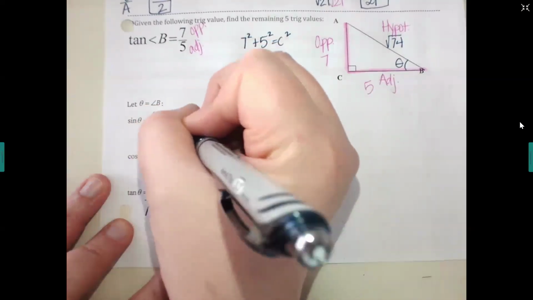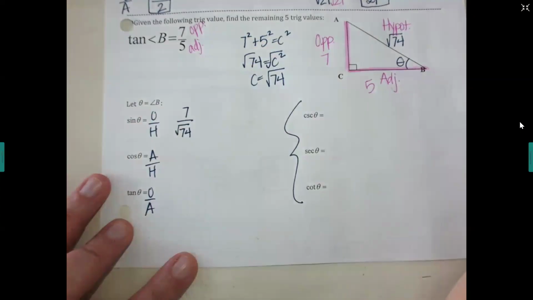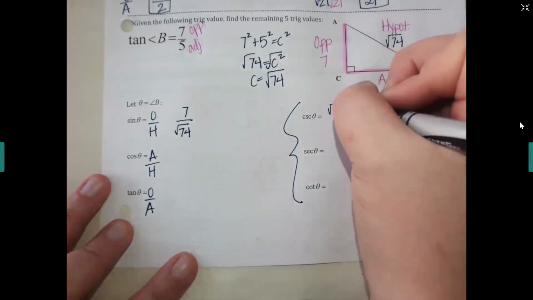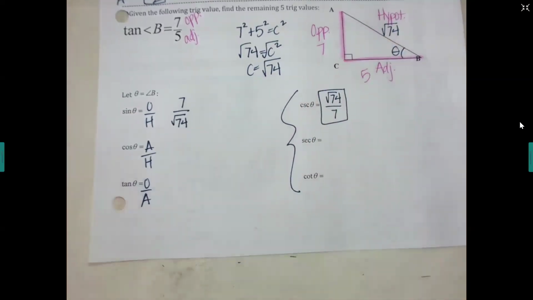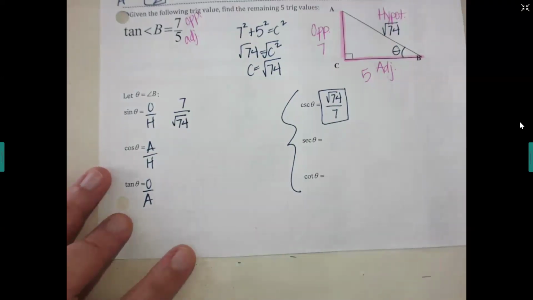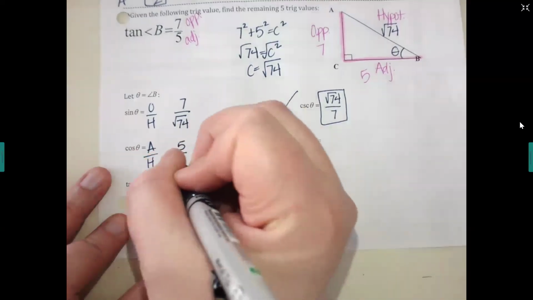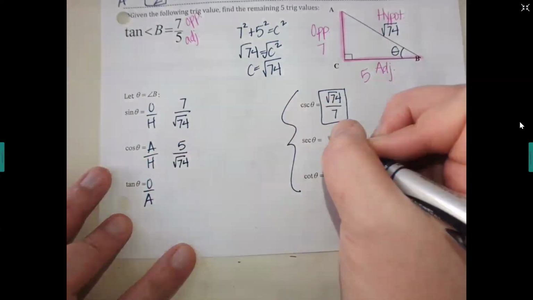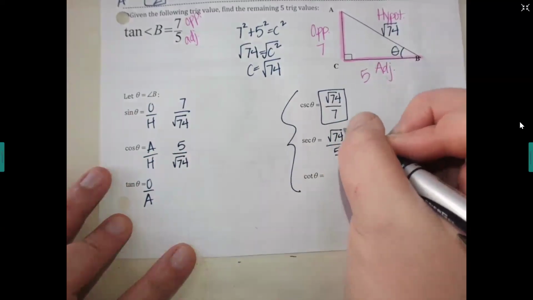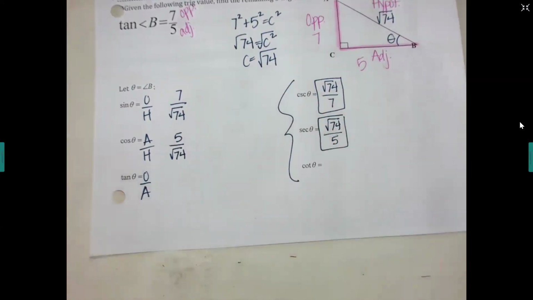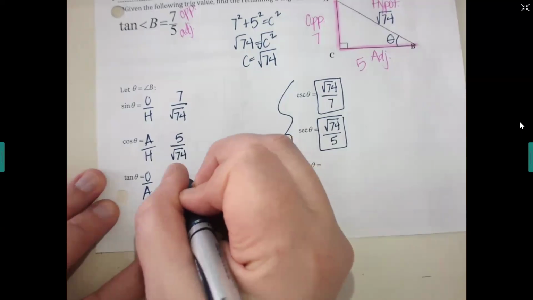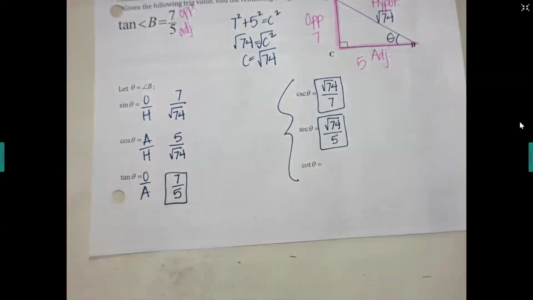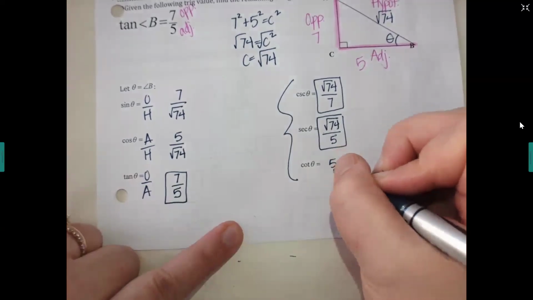Can I go ahead and box that answer, or am I gonna have to fix it? I'll have to fix it later. Root 74 over 7 though, that one's good. Okay, because remember, square roots on bottom are no, but on top it's fine. Okay, A over H is gonna be 5 over root 74. I'll have to fix it, but root 74 over 5 is good to go. Then O over A is 7 over 5. Those numbers don't have anything in common for me to reduce. And then cotan would be 5 over 7.